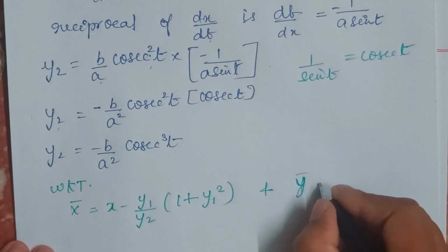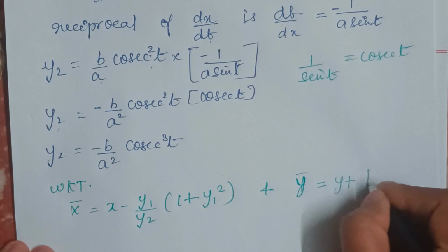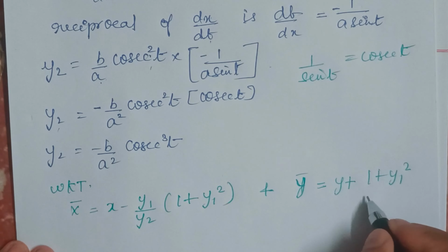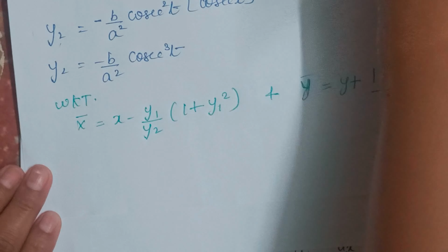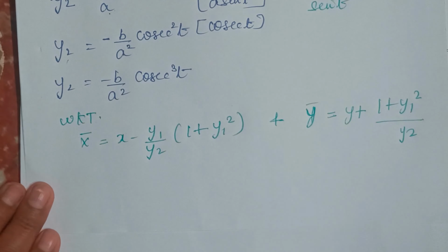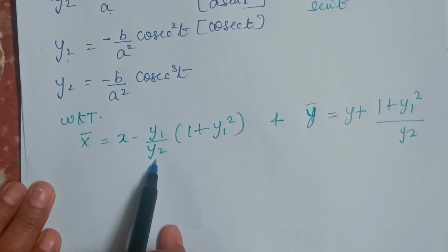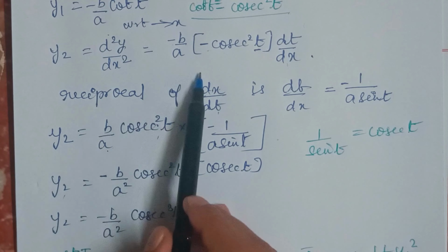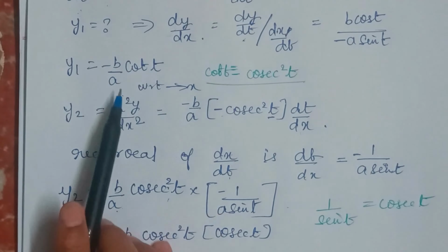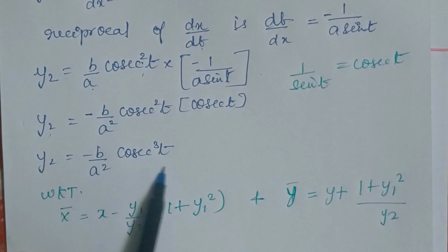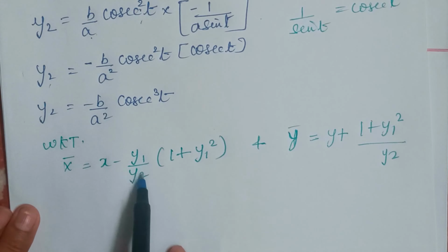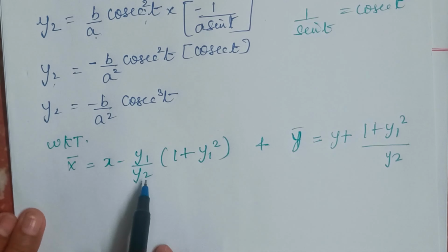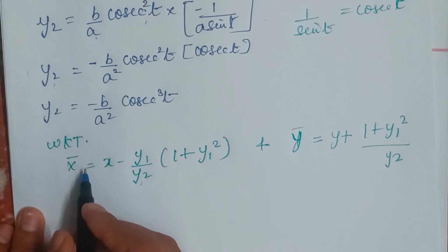y bar is equals to y plus (1 plus y1 square) divided by y2. So now, y1 and y2 we have found, right? We already have those values. y1 is here, and y2 is here. So using these values, we will substitute them in this circle of curvature formula or equation.